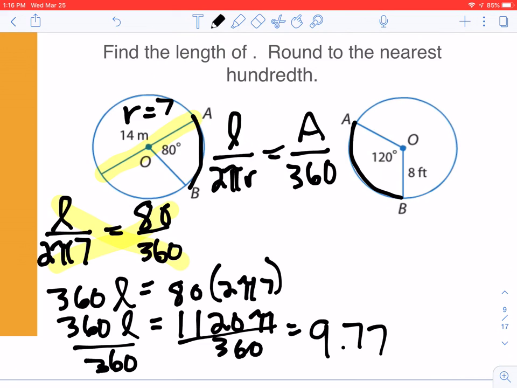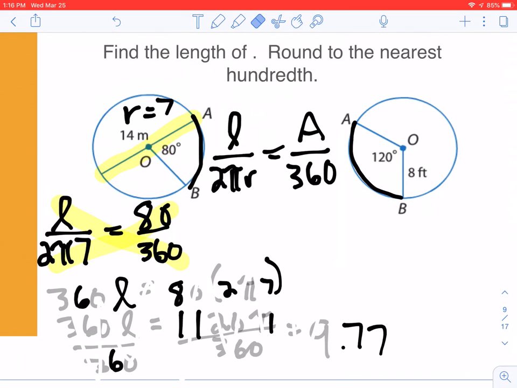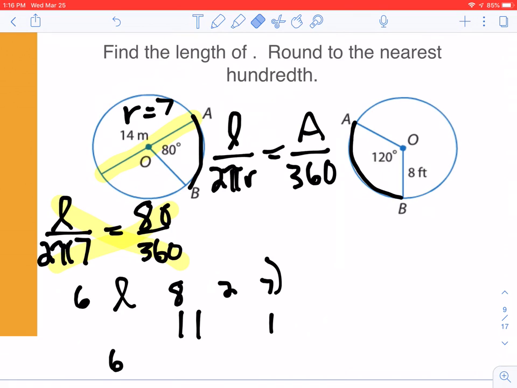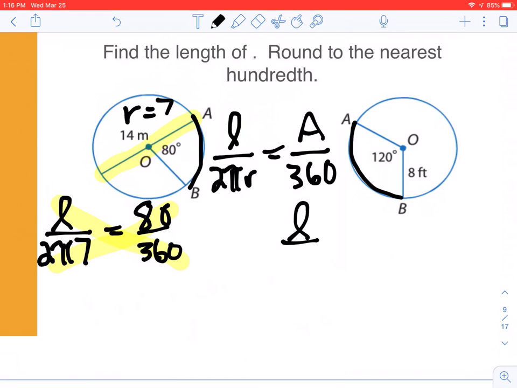Okay, I'm going to erase it because you guys can go back and solve these or rewind this video if you need to. I'm going to erase my work, and now I'm going to do the other problem. Okay, so we're trying to find length again. Length equals 2 times pi, now we have the radius. It's 8 right there. 2 pi 8 equals 120 over 360.